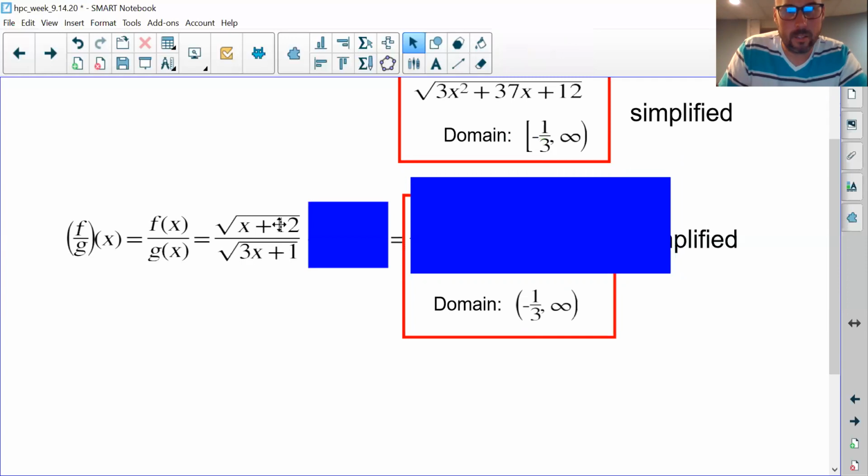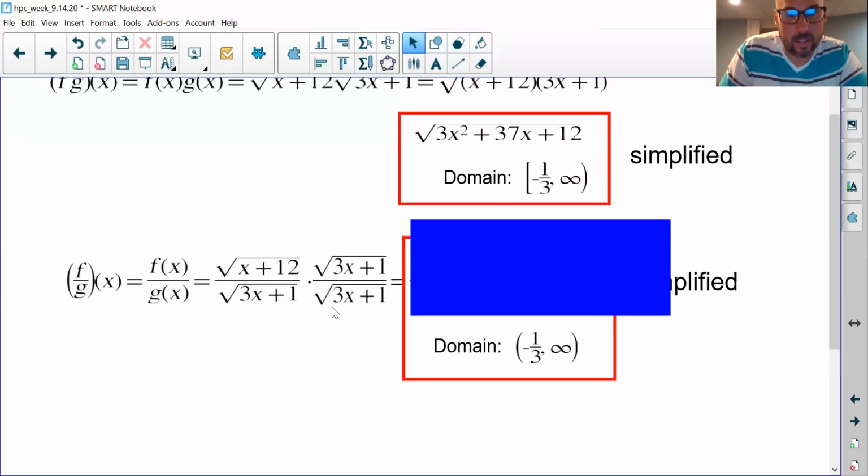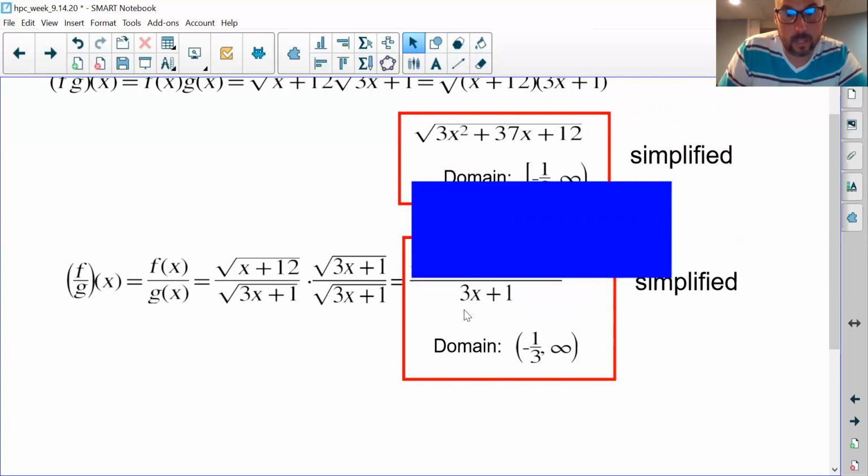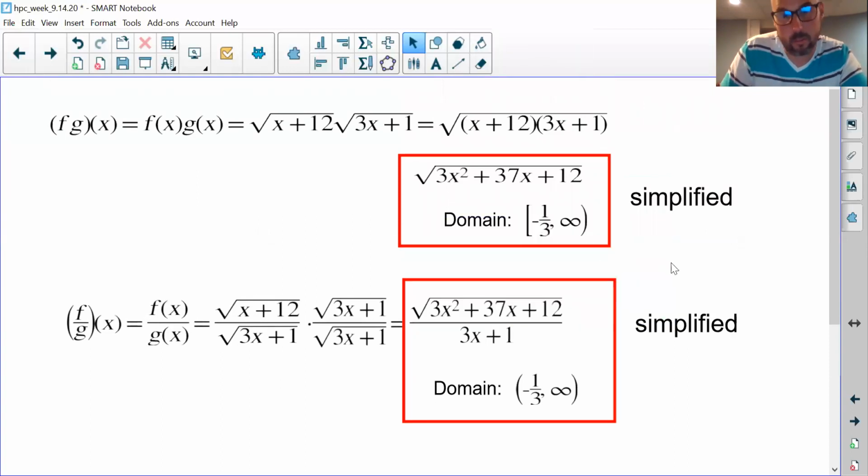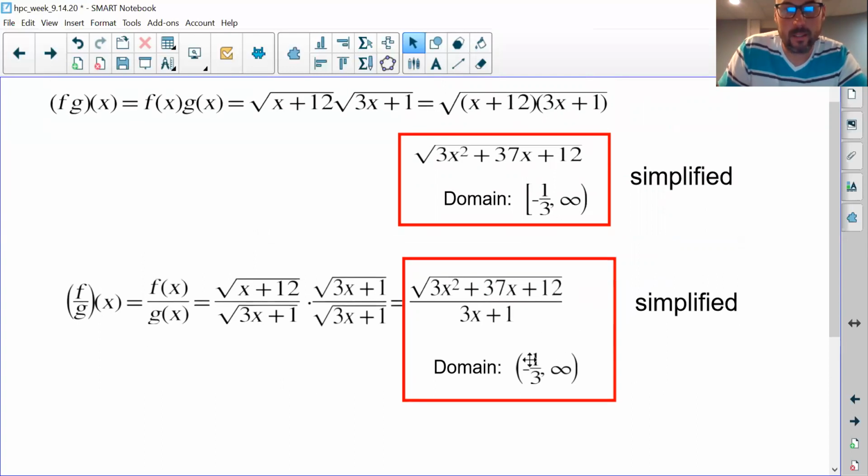So you multiply both top and bottom by the square root of 3x plus 1. That'll do it. It seems like a lot of work, but you already did a lot of it. First of all, in the denominator, when you multiply these two, the square roots cancel out, and you're just left with plain old 3x plus 1, a very rational denominator. The numerator, you already did the work for back up here. So the numerator is the square root of 3x squared plus 37x plus 12, all over 3x plus 1. And the domain is greater than negative 1/3, because negative 1/3 would make you divide by 0.